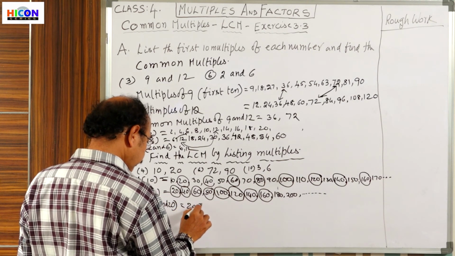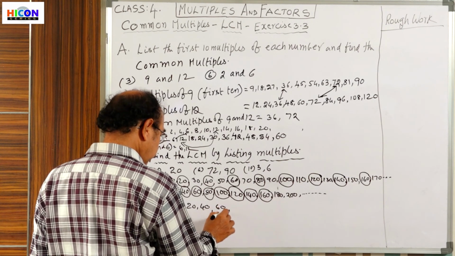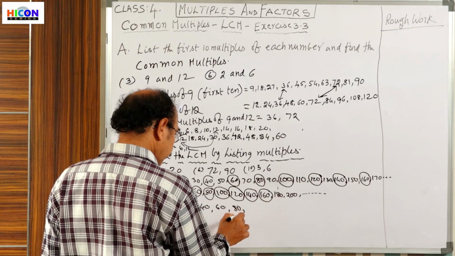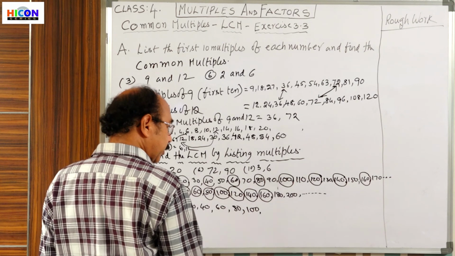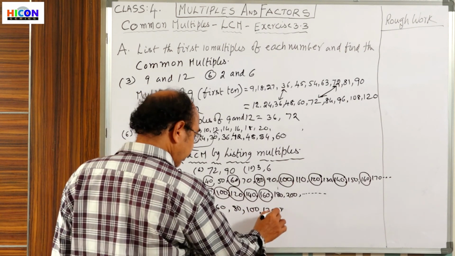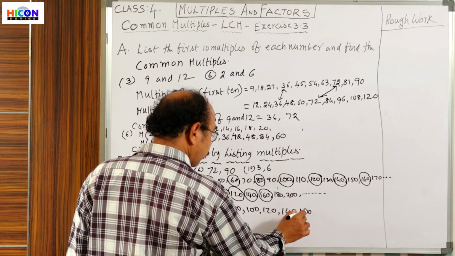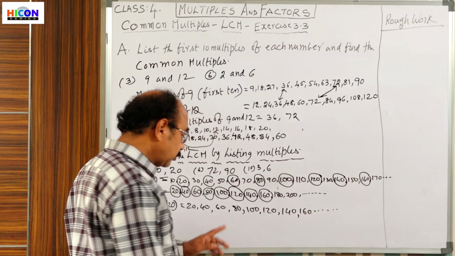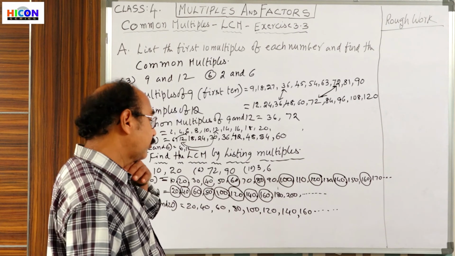So what we write here? 20, 40, 60, next 80, 100. Okay, children. Next one, what? 120, 140, 160, and so on. Here also there is no limit, unlimited.